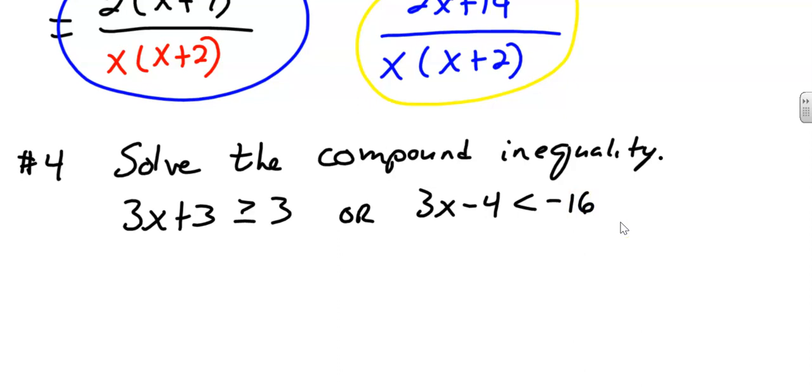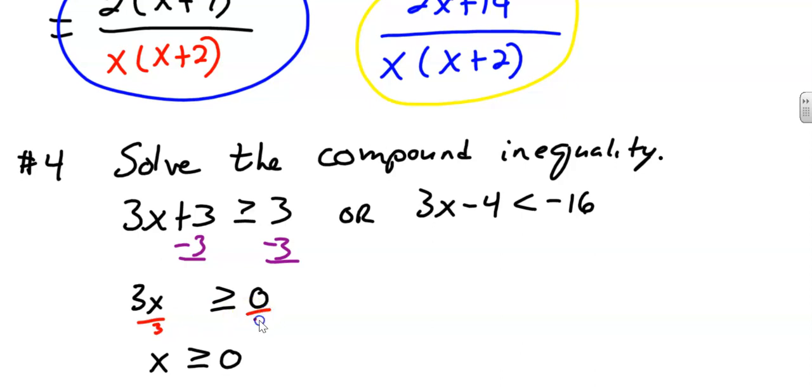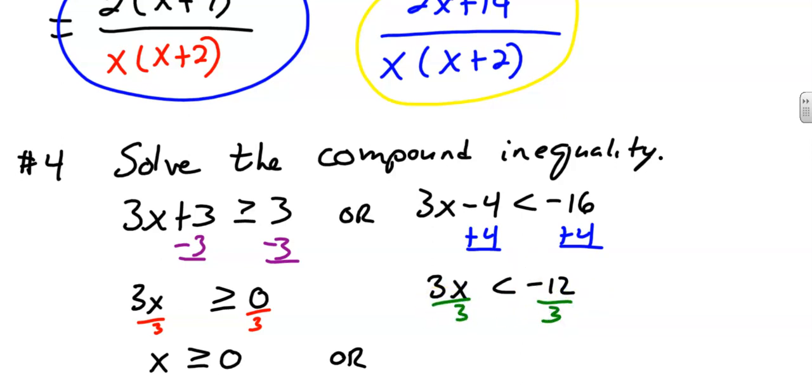Okay, so all you're going to do is just solve the two separate parts. For this one, go minus 3. So 3x is greater than or equal to 0. Divide both sides by 3. So it's going to be x greater than or equal to 0. Okay, then we've got the OR. For 3x minus 4, we're going to add 4 to both sides. So 3x is less than negative 12. Divide both sides by 3. x is less than negative 4.